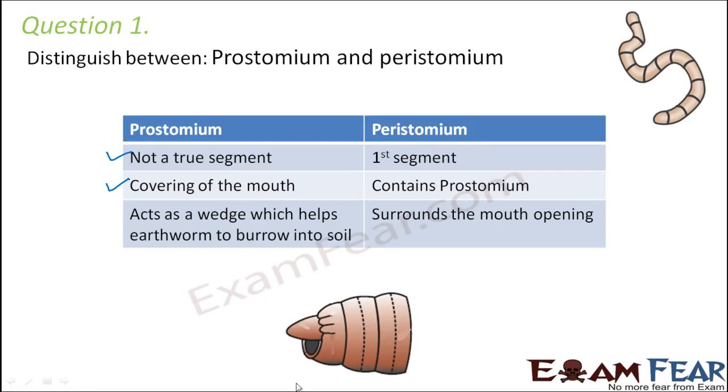If you closely look at this section, this entire thing is the first segment. This entire thing is the second segment. This entire thing is the third segment. So this first segment is peristomium, but this covering of the mouth is prostomium. So peristomium contains prostomium. Prostomium acts as a wedge which helps earthworm to burrow into soil. As I said, it acts as a weapon for them to dig into the soil. Peristomium surrounds the mouth opening, as it is the first segment.